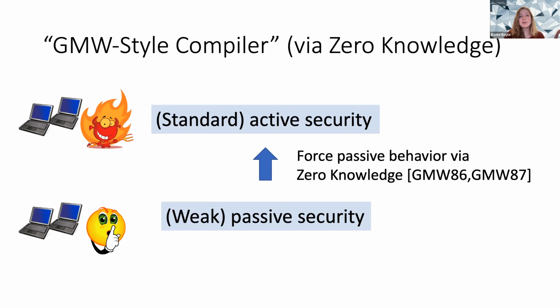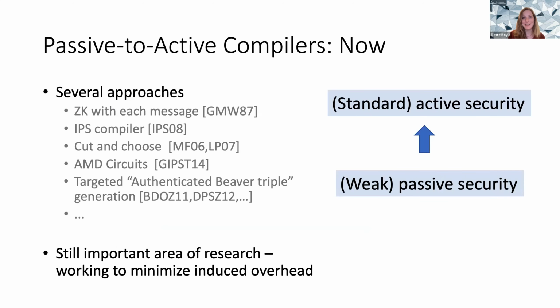Okay, and so this arrow is itself a big area of research. There's been a lot of different approaches and different techniques in order to do these passive to active security compilers. And it's still a really interesting and important area of research, where the goal is to try to minimize the overhead of this arrow going up.